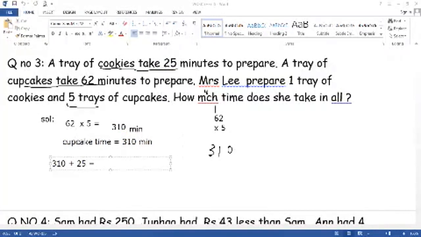So simply do some rough work in the corner. What will be your answer? Quickly, quickly, I'm sure that you all can easily find the answer. Simply add it with the 25. So what will be your answer? Yes, quickly add it. Your answer is 3:35 minutes. So that's the total time that she took to bake these things.